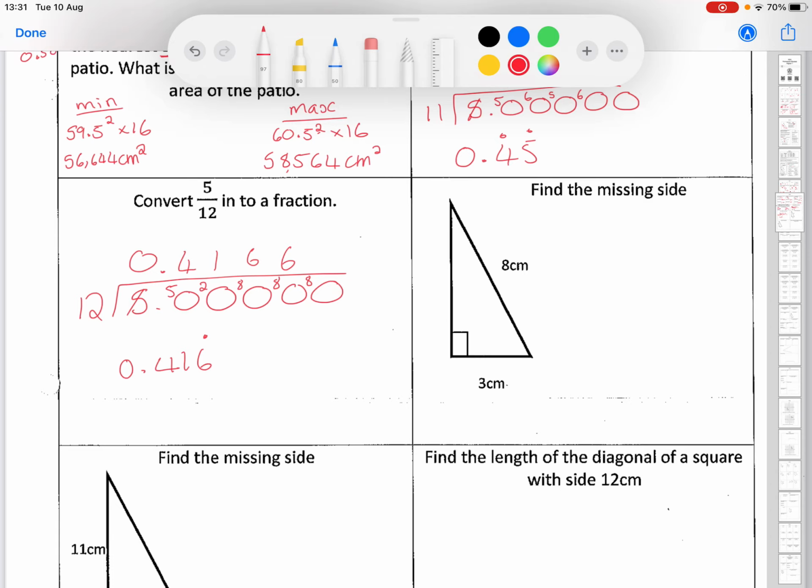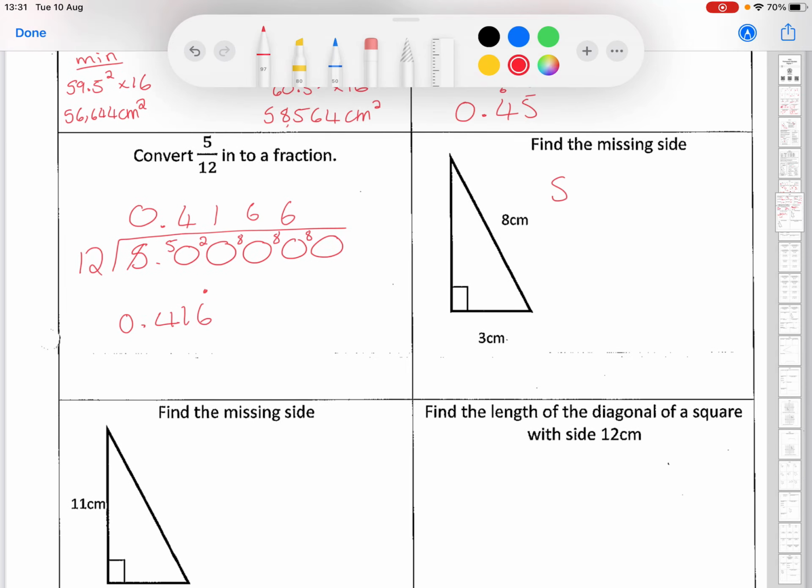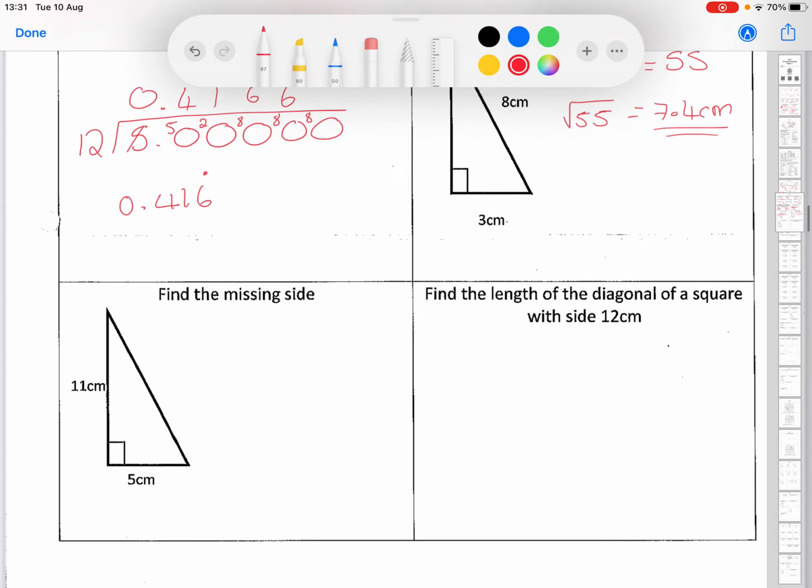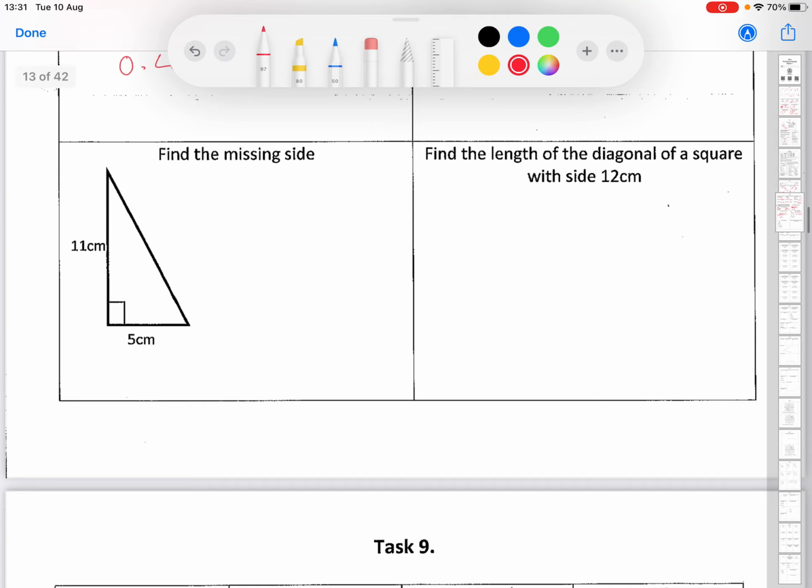Right, Pythagoras. We're going to square our sides, then we either add or subtract, and then we square root. You add if you need your hypotenuse, and you subtract if you've got it. In this one, I've got it, so I'm going to subtract. So we're going to do 8 squared, subtract 3 squared, and put my 8 first, otherwise I'm going to get negatives, and we can't have that. So that would be 55. Then we're going to square root 55, and that would be 7.4 centimetres.